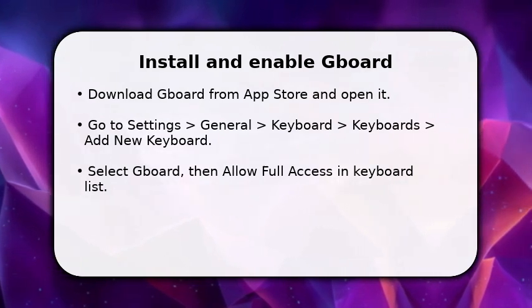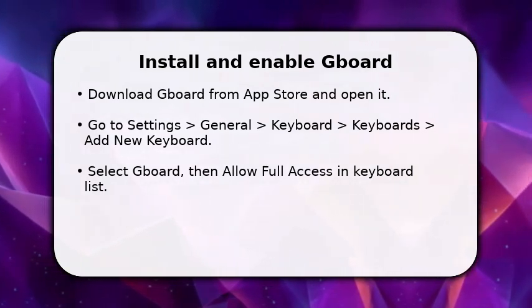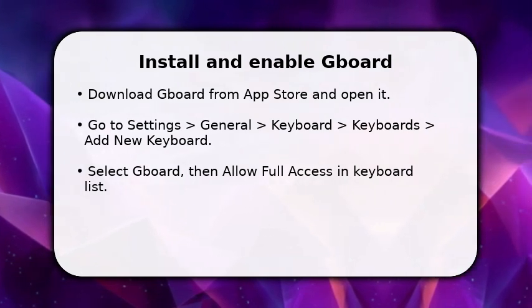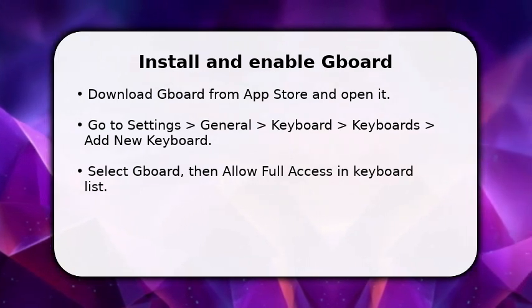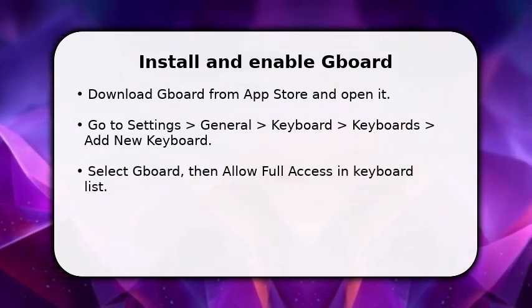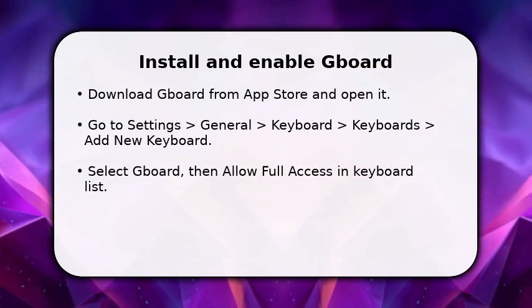Once done, tap Gboard in the keyboard list and toggle Allow Full Access. This unlocks glide typing, GIF search, and voice input. Make sure to confirm the prompt. Otherwise, predictive suggestions and search functions won't run correctly.